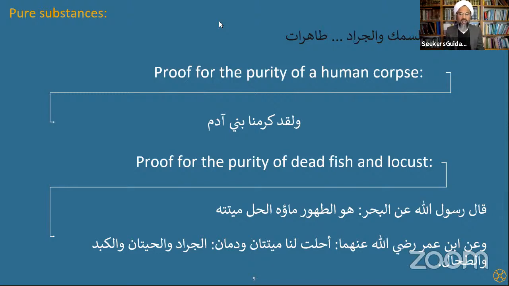On the authority of Ibn Umar, may Allah be pleased with them both: "أُحِلَّتْ لَنَا مَيْتَتَانِ وَدَمَانِ." The Prophet sallallahu alaihi wasallam has said that two types of corpse have been made permissible for us to consume, and two forms of blood. What are they? Al-jaradu, wal-hayyatani, wal-kabid, wal-tihali. The Prophet ﷺ says locust, and that is really our focus point here.